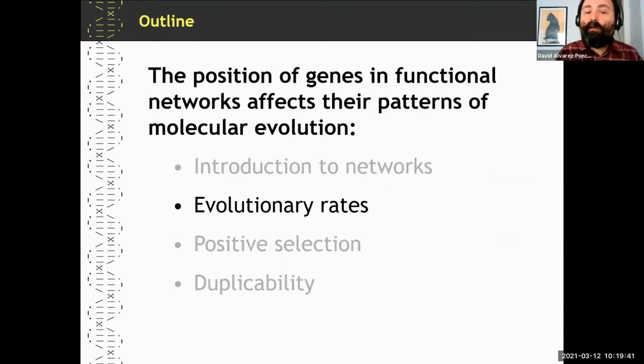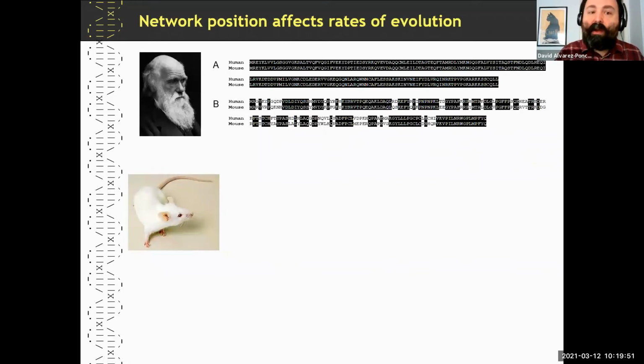Okay, so now I'm going to talk about rates of evolution, what they are, how we measure them, and how they distribute across networks. So here we have an alignment of two proteins. One is the human protein and the other is the mouse ortholog. Human and mouse diverged around 75 million years ago. And you see how this alignment spans two lines. This specific protein is identical between human and mouse. So in the last 75 million years of evolution, there's been no evolution in the protein sequence of that protein.